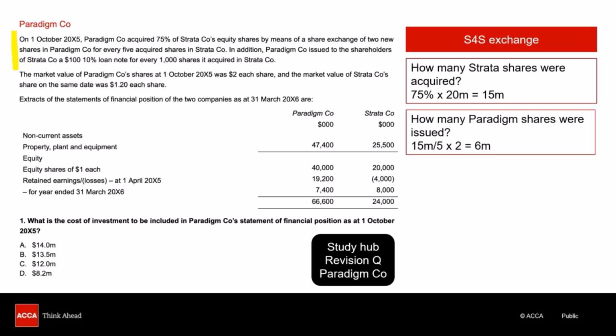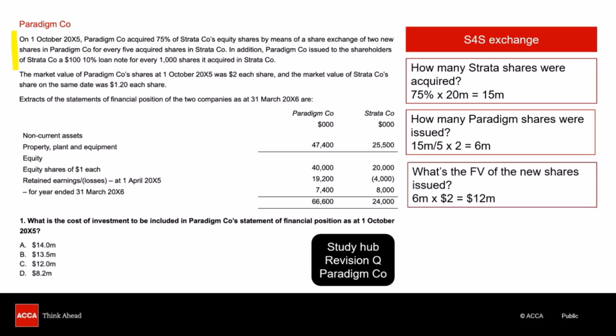Against every 5 shares, the Paradigm company has issued 2 shares. So 15 million divided by 5 into 2, this gives us 6 million shares were issued by the Paradigm company. The per share price of Paradigm company has been mentioned in the question. It says that the market value of Paradigm company's shares at 1st October was $2 each share. We multiplied that with 6 million and we get the consideration of 12 million.